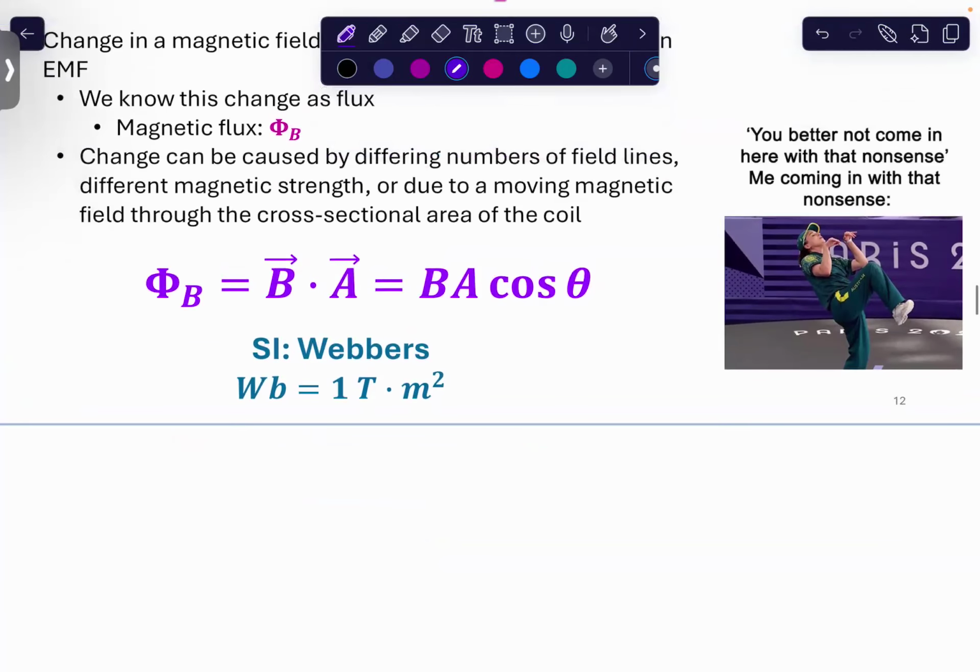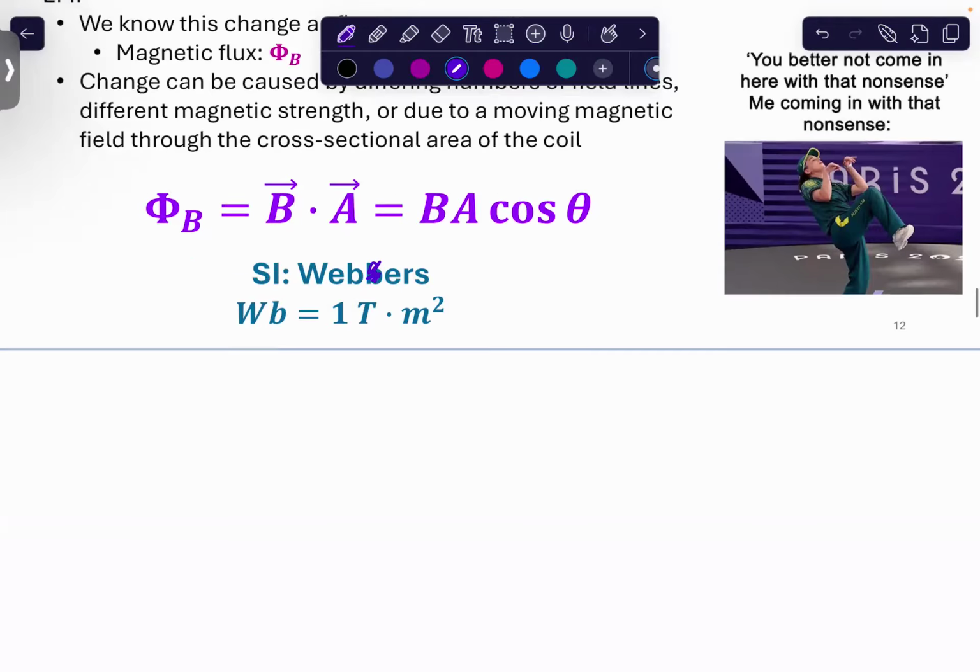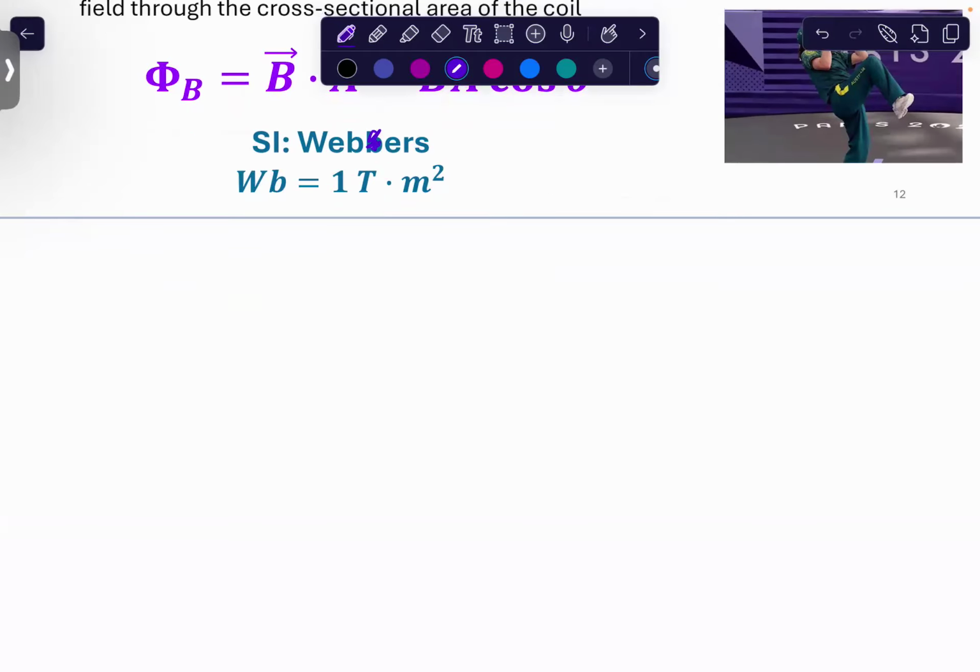Now, first thing you need to keep in mind is you're going to have a new unit. Oh, and I think I spelled it wrong. It's supposed to be just 1B. So your unit now is Wb. Those are Webers. And that's 1 Tesla times square meters. Okay, so let's kind of think about this. What might this look like?